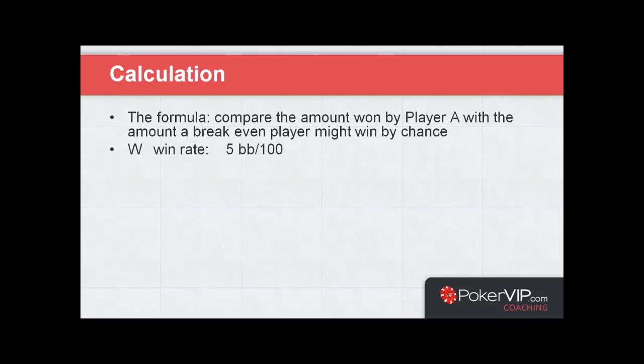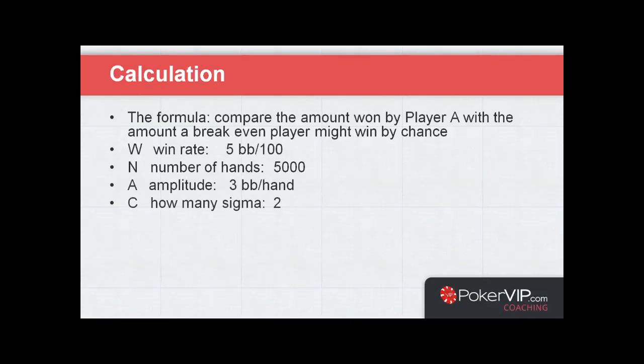W is going to be our win rate, which in our case is 5 big blinds per 100 for player A. N is the number of hands. In this case, the sample size was 5,000. A is the amplitude. As I discussed previously, we're going to use the value of 3 big blinds per hand to represent the average volatility of the break-even player. C is going to be a constant, and it describes how many sigma of certainty we are interested in demonstrating. In this particular case, as I mentioned in the previous slide, we're going to use the value of 2 sigma. The reason is player A is essentially trying to demonstrate that he is not a break-even player, so we'll call this a publishable result.